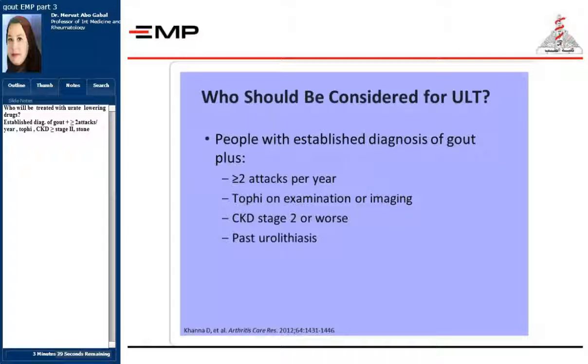Patients with established diagnosis of gout plus equal or more than 2 attacks per year, gouty tophi, chronic kidney disease stage equal or more than 2, and patients with nephrolithiasis should receive urate-lowering drugs.